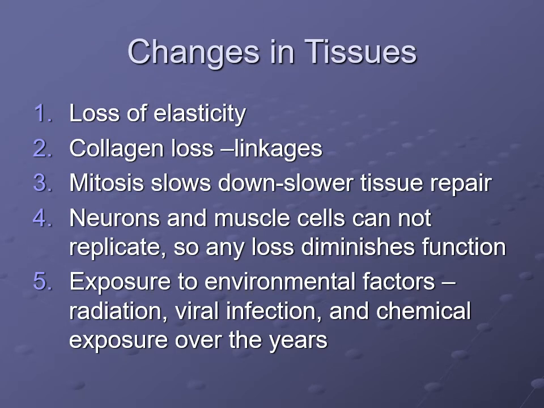Changes in tissues. Here's things that happen normally: loss of elasticity, collagen loss, and collagen cross linkages form that weaken the structure of tissue. Mitosis slows down as we age. Tissue repairs much slower. Neurons and muscle cells cannot replicate, so any loss diminishes function. And exposure to environmental factors, radiation, viral infection, chemicals over the years leads to an increased risk of cancer and other diseases in older people.